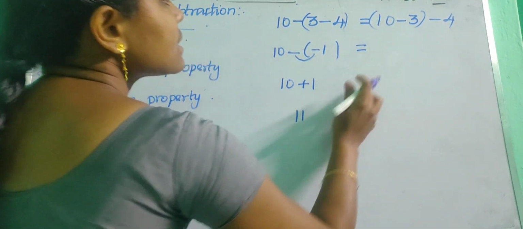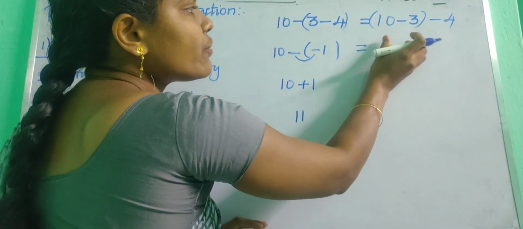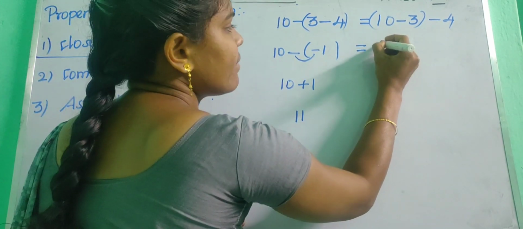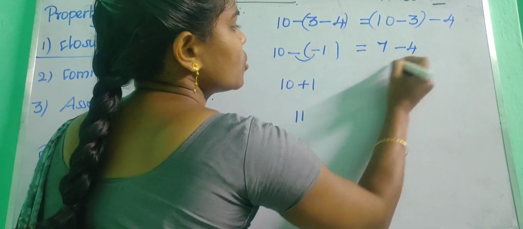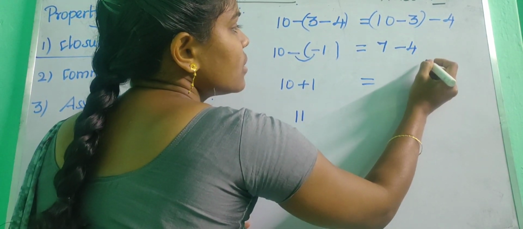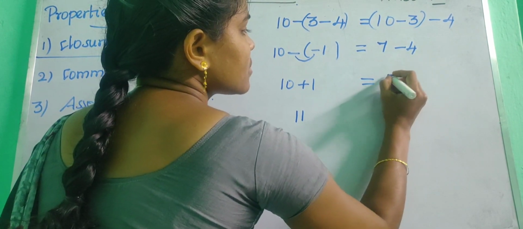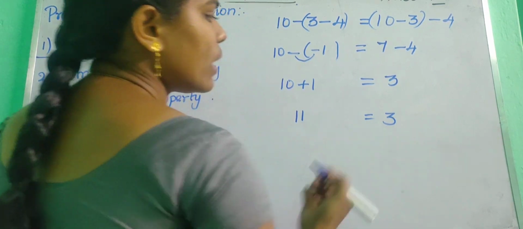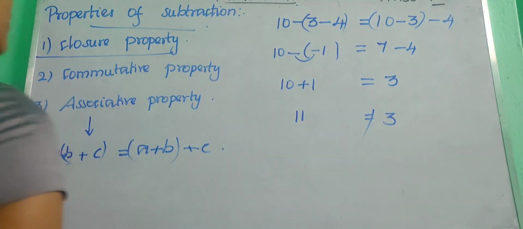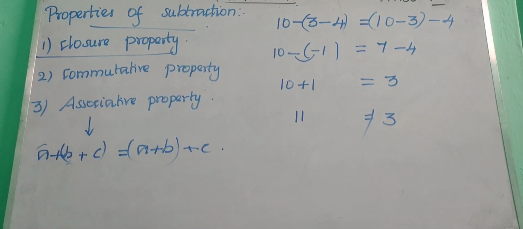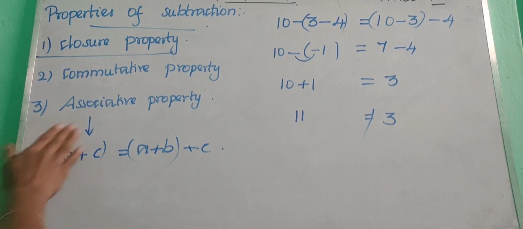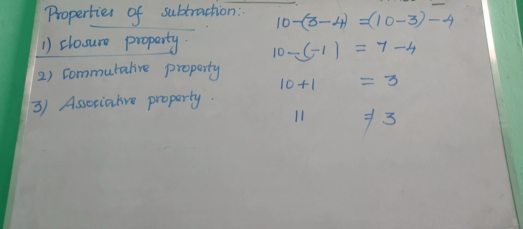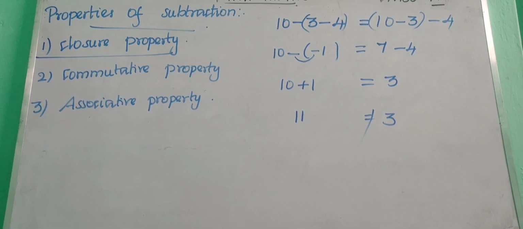And then just put equal to. Solve the bracket first here. 10 minus 3 is 7, right? So 7 minus 4, what will you get? 3, right? So 3 is the answer. Are these two equal? No, right? So we can say in subtraction of integers, associative property does not hold. Associative property does not hold in subtraction of integers.